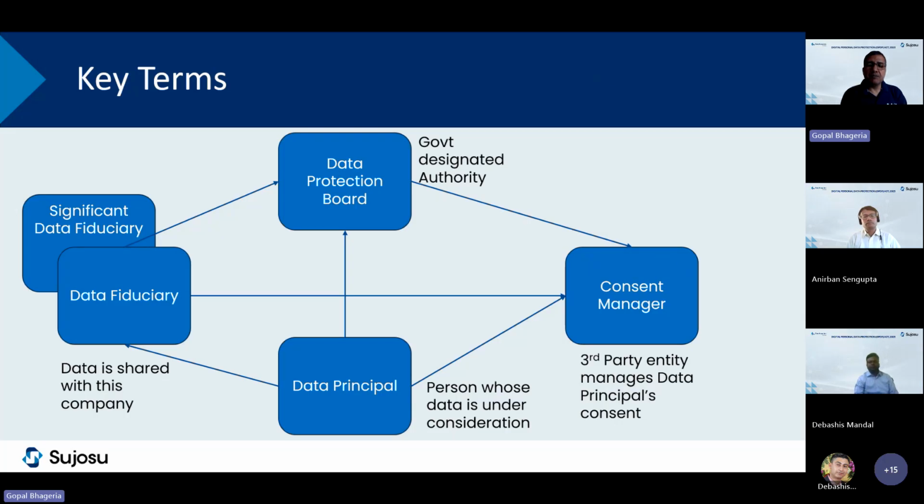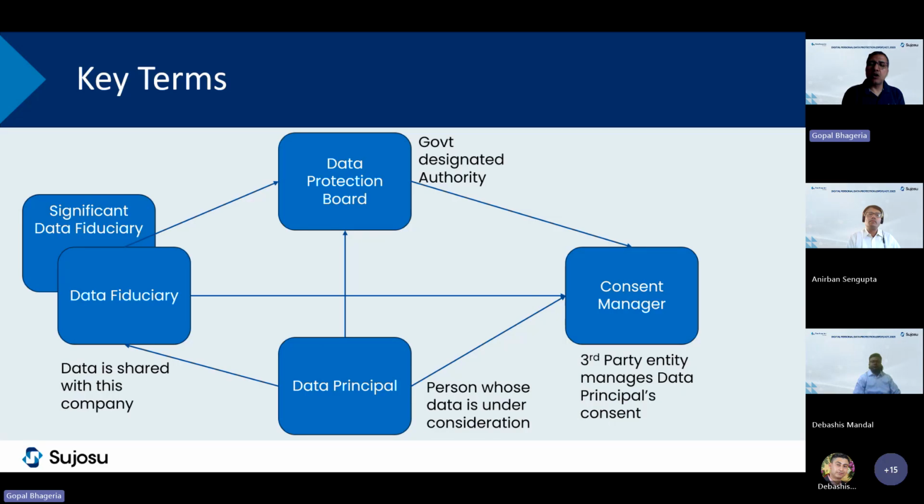So when I talk about the data principal, the data principal is a person whose data is under consideration. If I am the user of a mobile app, I become the data principal because my data is shared with the mobile app application provider, and that service provider becomes the data fiduciary, because he is utilizing the data I provide. So data is shared with this company, and then I can have a specific consent. Like, you may remember, there was a telecom registry where you could go and register that you do not want to be called.